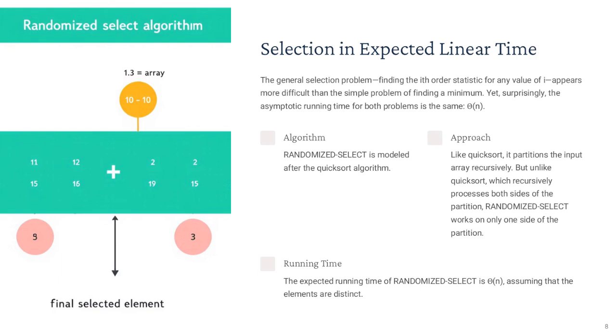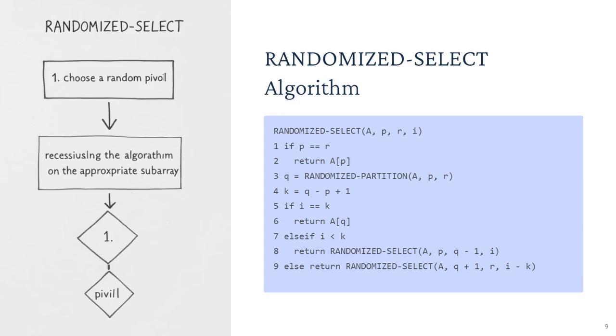This targeted approach avoids unnecessary computations and ensures an expected running time of big theta of n, assuming the input elements are distinct. The randomized select algorithm is modeled after quicksort but works on only one side of the partition. The algorithm first checks if the input array consists of a single element, in which case the answer is returned immediately. Otherwise, the array is partitioned, and the rank of the pivot element within the array is determined.